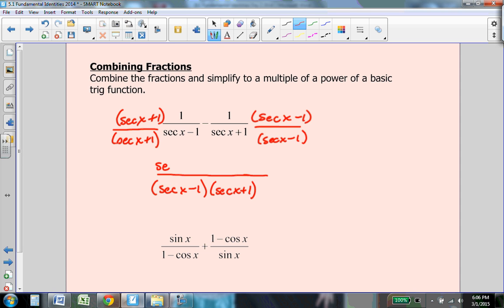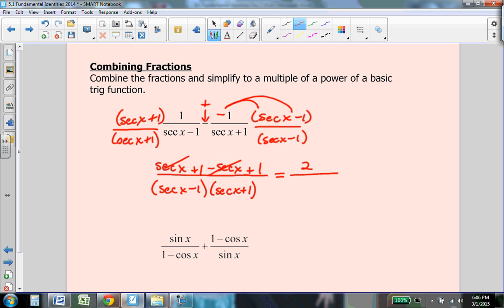In my numerator, I have the secant of x plus 1. Now notice right here I have minus 1 times these. So I'm basically adding negative 1 times these two. So I have minus the secant of x and a plus 1. Looking at the numerator then, I have my secant minus secant down to 0, and I have 1 plus 1 is 2.